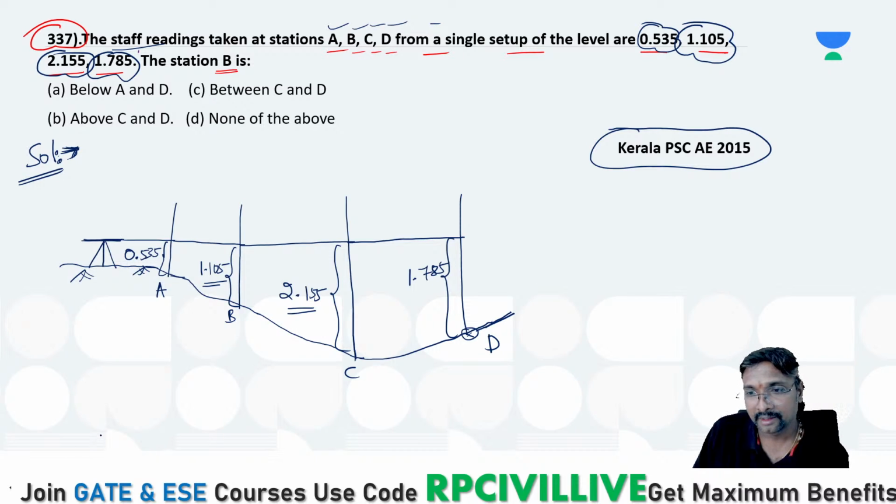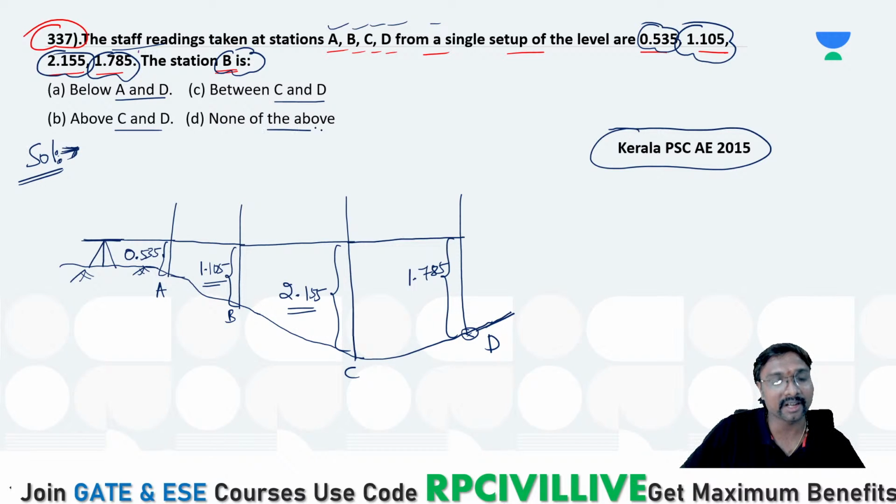Now tell me. So now tell me, which station has the more reduced level? The station point is in between which one? In between A and D, or in between C and D, or above C and D, or none of these? Which one is correct? Everyone tell me now. Select the answer.